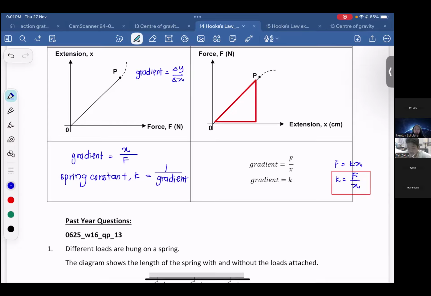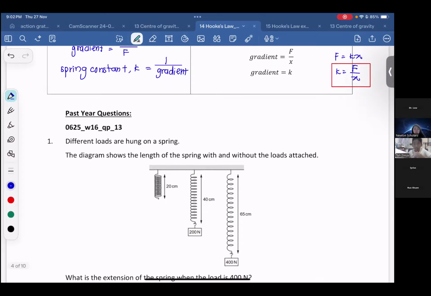Okay, is that clear? I showed you two different types of case. Not all graphs, the gradient is the spring constant. You have to be careful. What is the axis right now? Any question before we go to the past year question? If no question, give me a response, then we can try the past year question.